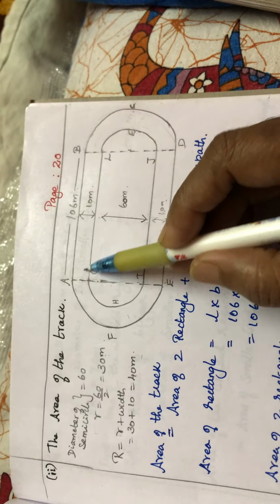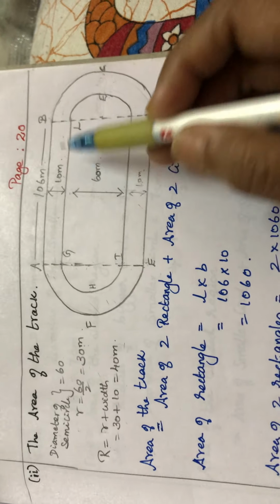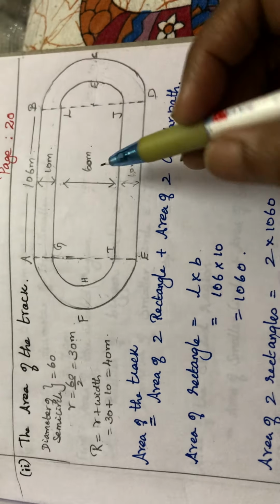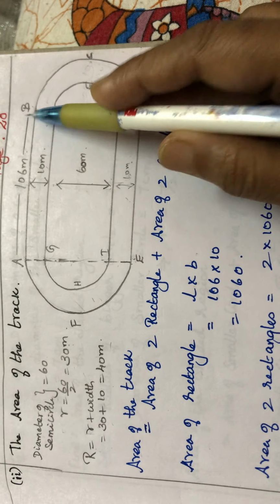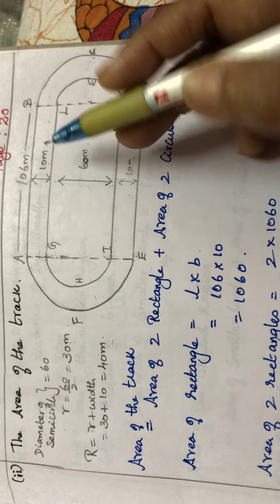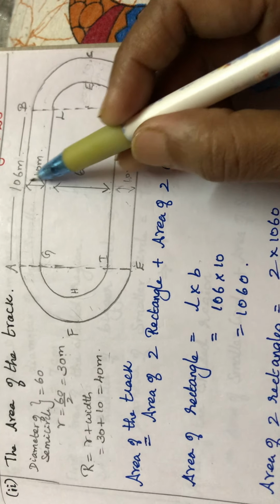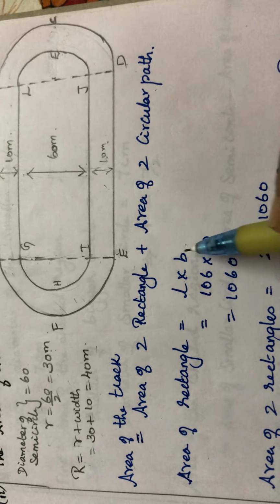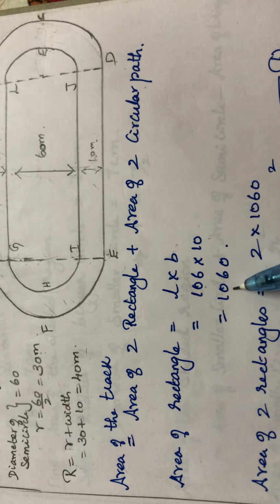So first I am going to find the area of the rectangle. What is the formula to calculate area of the rectangle? It is length into breadth. What is the length here? 106 is the length, and the breadth is 10 here. For this part alone I am going to find. So length is 106, breadth is 10. So when I am multiplying, 1060, area of one rectangle.